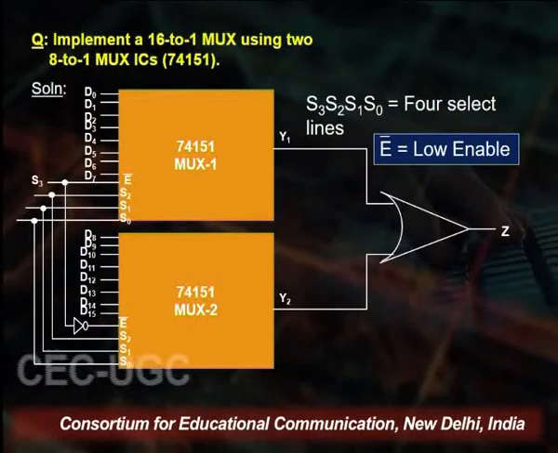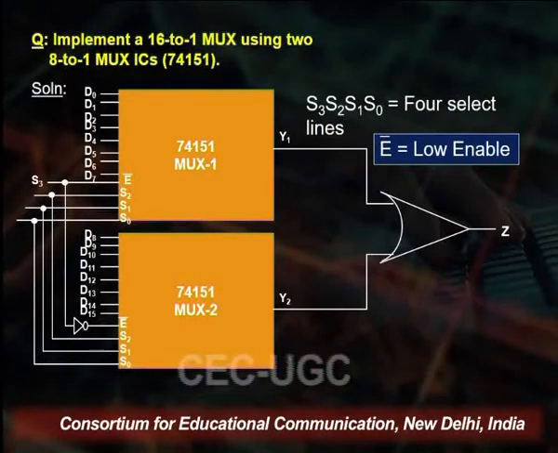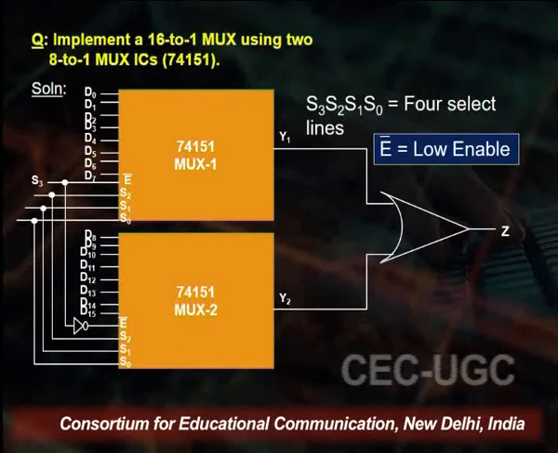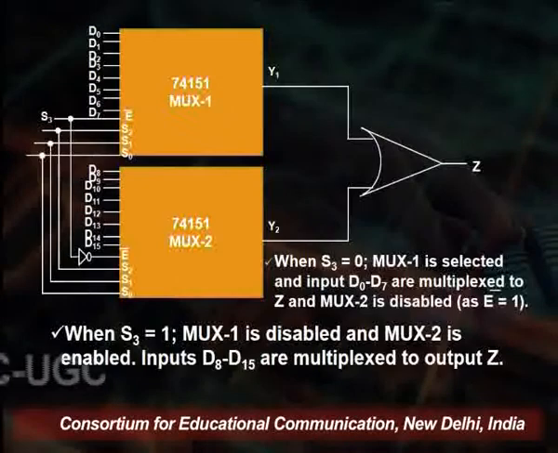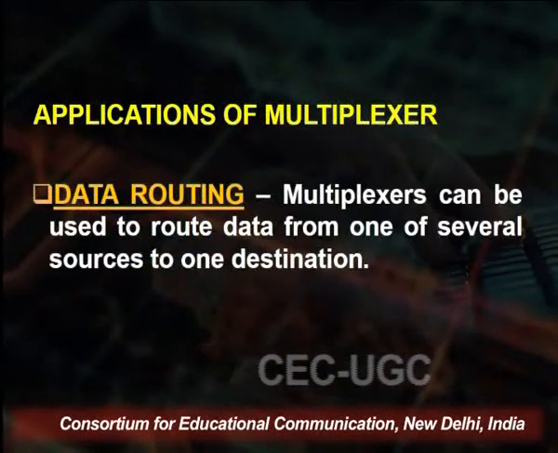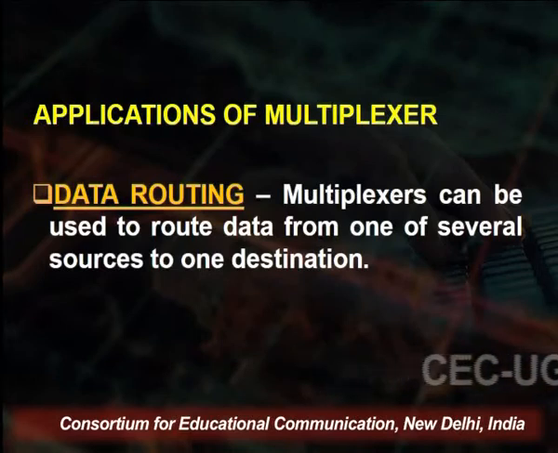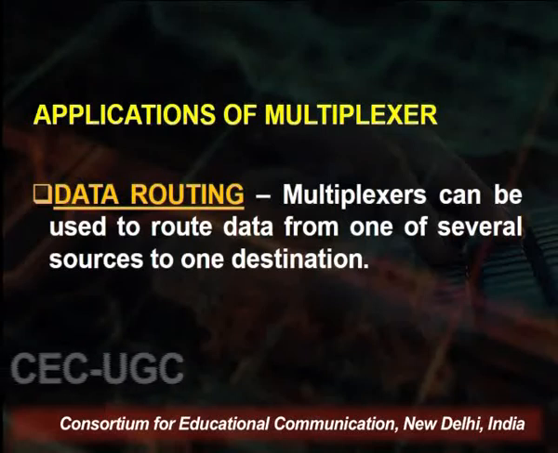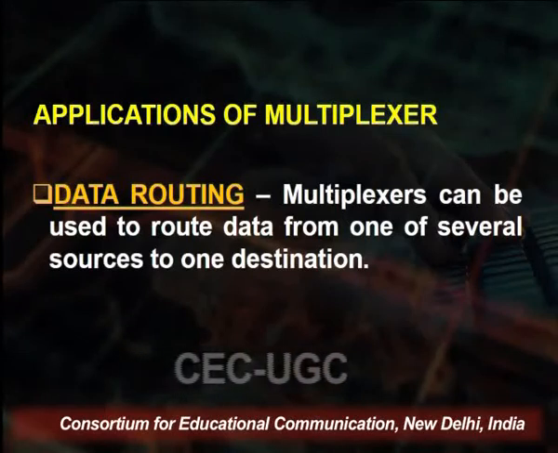The internet has many problems given to you, and you may do well to access internet sites and practice the same. Moving forward, what are the applications of a multiplexer? One of the foremost applications of a multiplexer is routing of data.